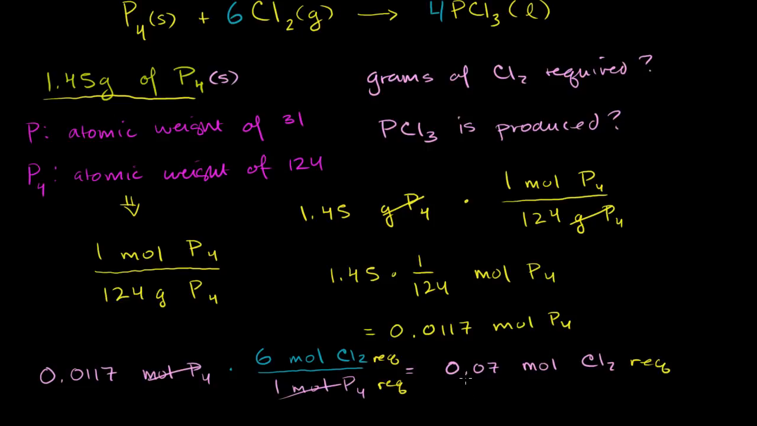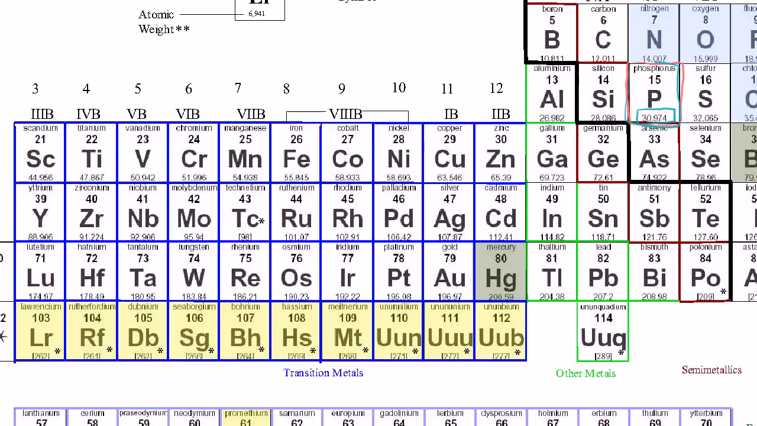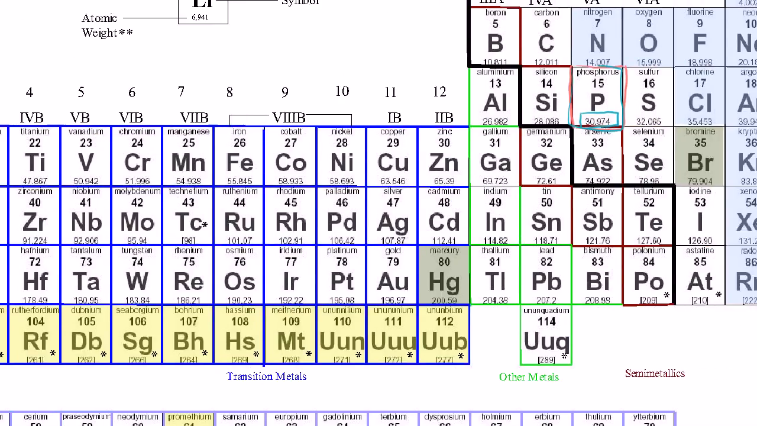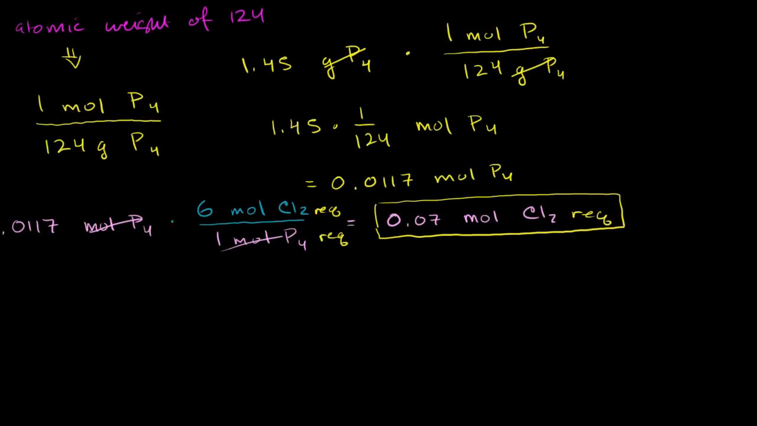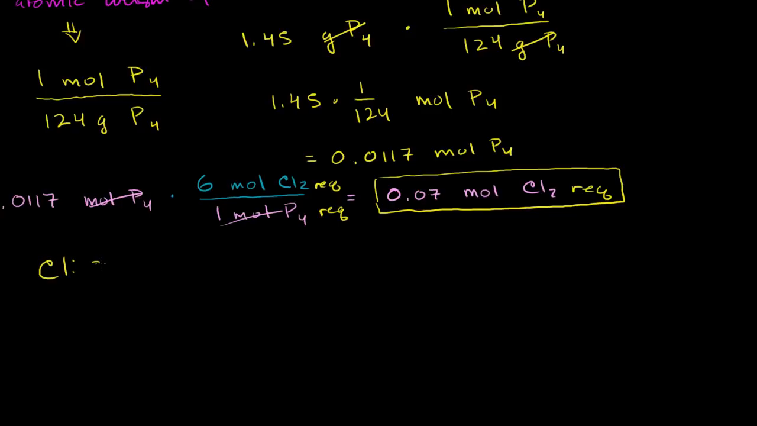So we're almost there. We figured out that 0.07 moles of chlorine gas are required. But what we want to find out is how many grams of chlorine gas are required. So we just have to figure out how many grams there are per mole. So let's figure that out. Let's look at chlorine. Chlorine is off here to the right. This is a super huge periodic table. Chlorine right here has an atomic weight of 35.453, the weighted average of all of the isotopes of chlorine on Earth.